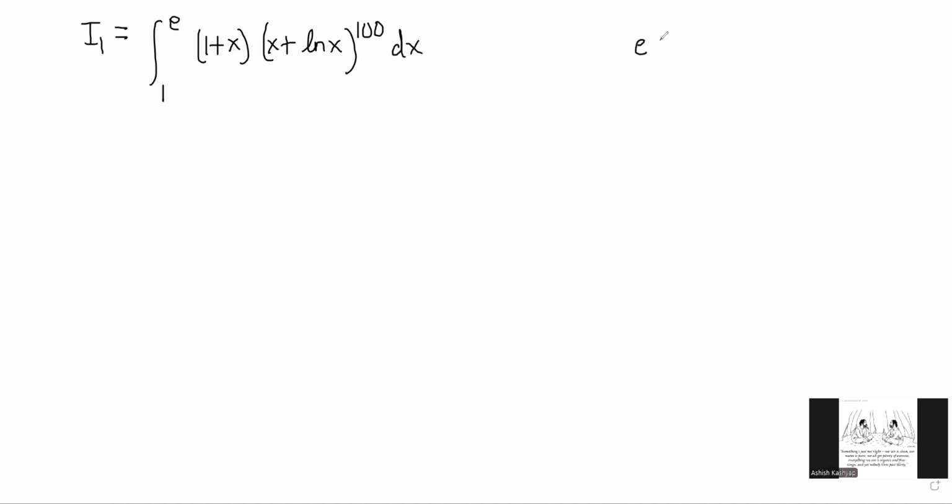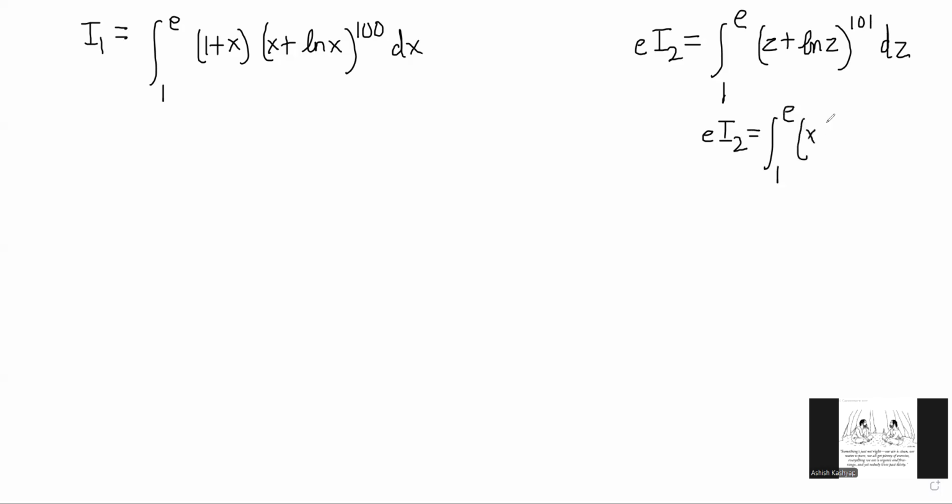And I have already gotten I2 is equal to the integral from 1 to e of (z plus ln z) to the power 101 dz. And by the way, the variable name doesn't matter. So technically I can write it in terms of variable x also. So I can say (x plus ln x) to the power 101 dx. That is my I2. So we'll use this condition here.